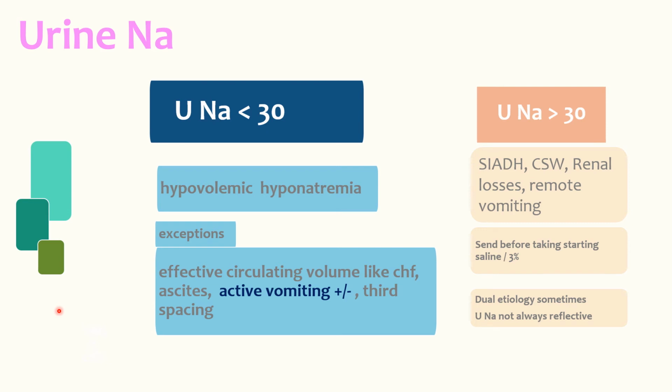Then if you look here, urine sodium more than 30 is seen in all these conditions. And please send your urine sodium before starting saline or 3%, otherwise the values get altered. And sometimes there is a dual etiology of hyponatremia, and urine sodium is not always reflective. Sometimes it can be inaccurate, especially if there are other underlying diseases, or if there is impairment in the kidney or in the elderly.